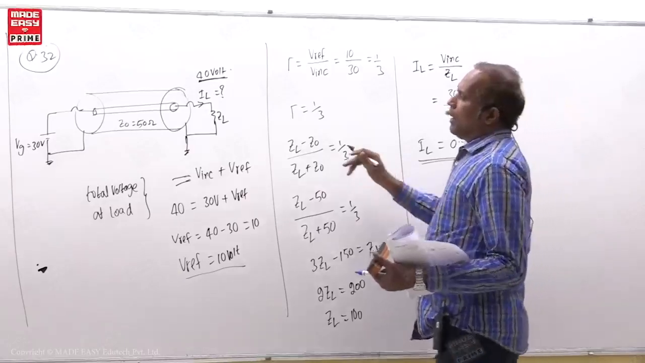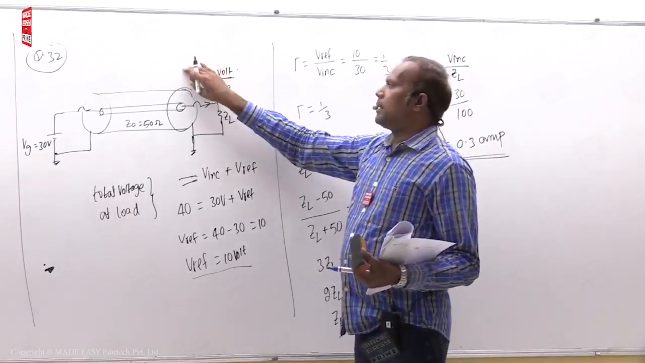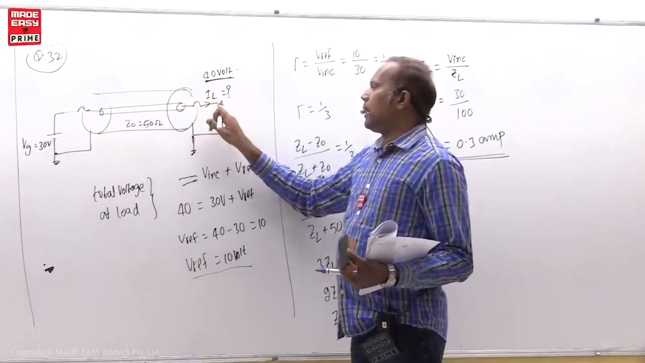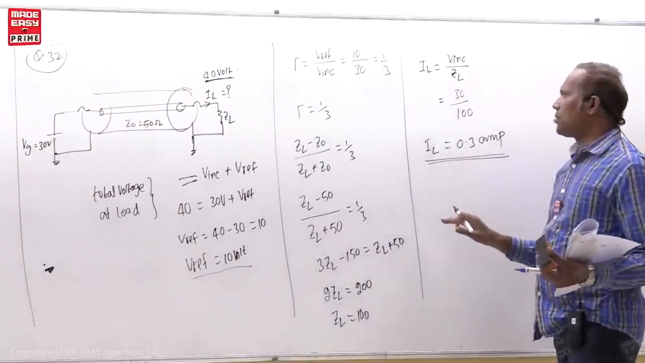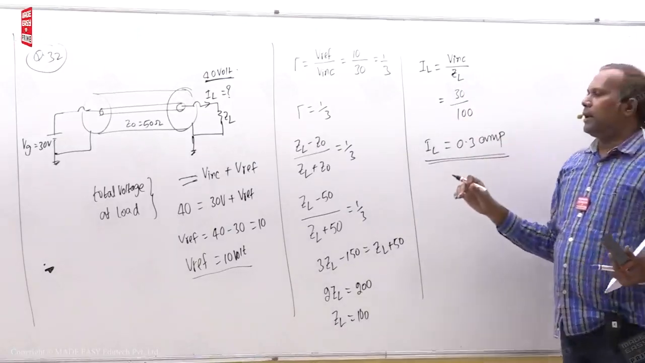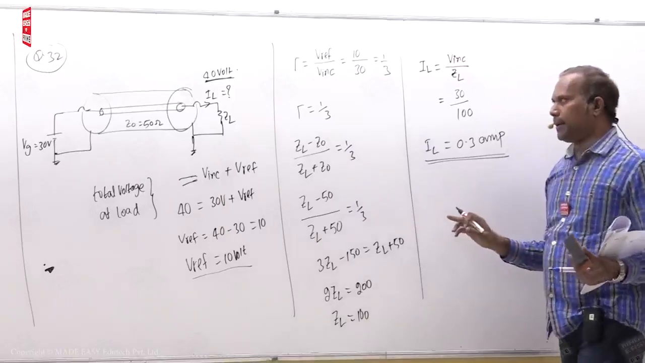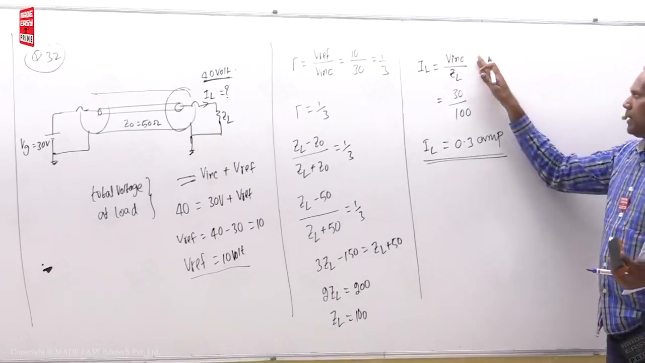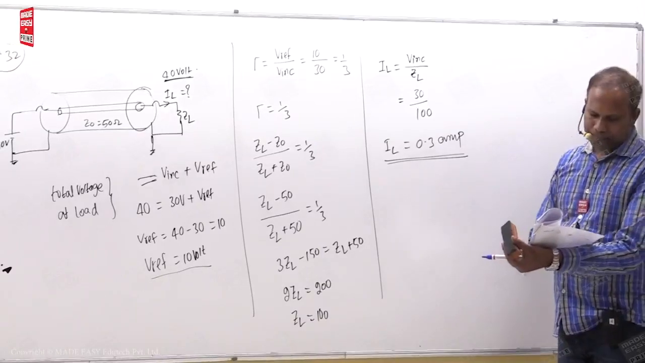Actually total voltage at load he has given is 40 volts, but out of which 30 volts enters into the load and 10 volts is reflected. For current calculation we should not take the reflected one. How much comes into the load current is decided by the incident one. So this is the answer. 0.3 ampere is the answer.